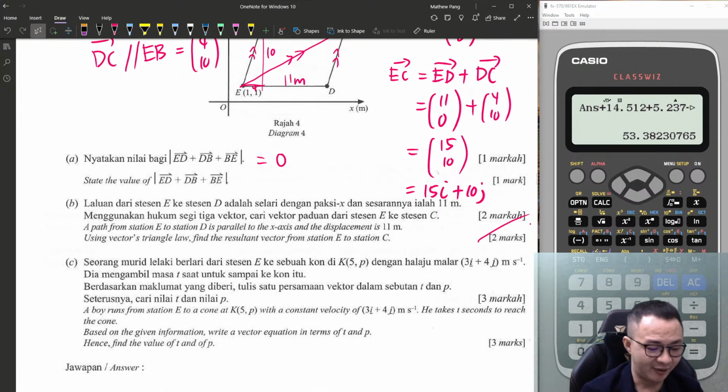Okay, now a boy runs from the station E to a cone at K. So K is (5, p), at the velocity 3i plus 4j. He takes t seconds to reach the cone. So based on the given information, write a vector equation in terms of t and p. Hence find the values of t and p. I think this one is a bit tricky for SPM students.